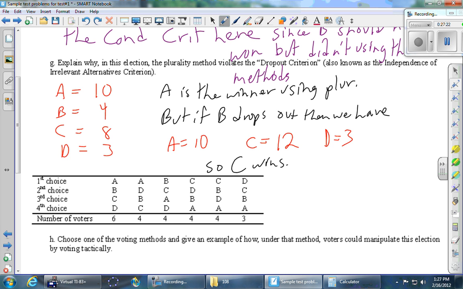So here's an example where somebody won the election, namely A, but some losing candidate dropped out, B dropped out, and all of a sudden A doesn't win anymore. So this is a violation of the dropout criterion.